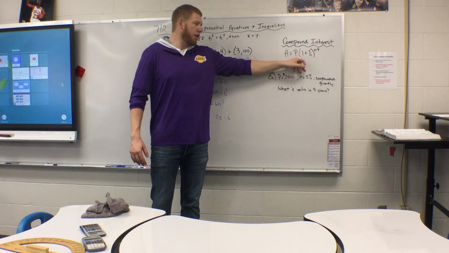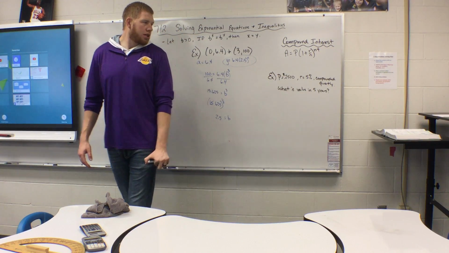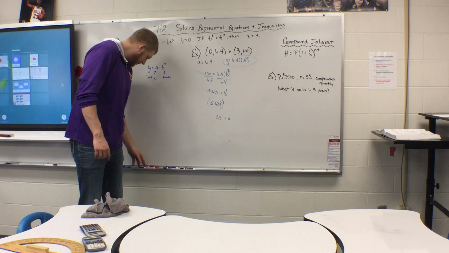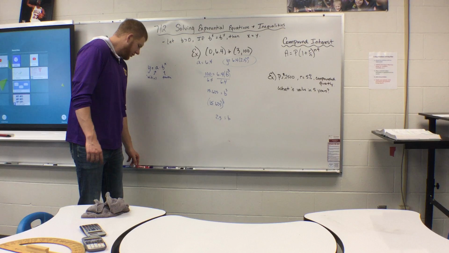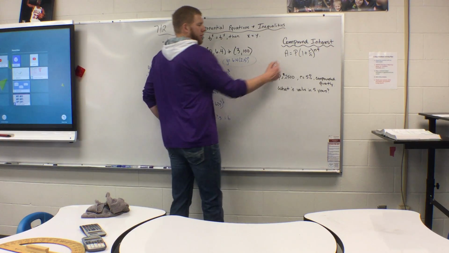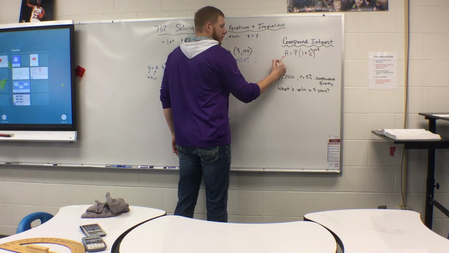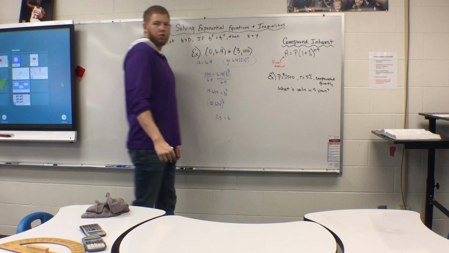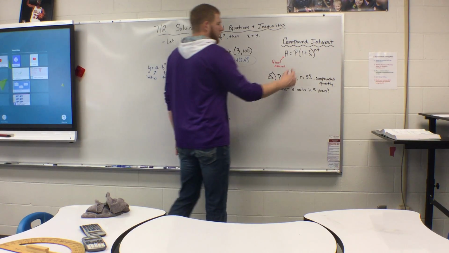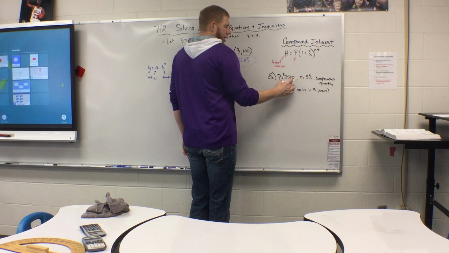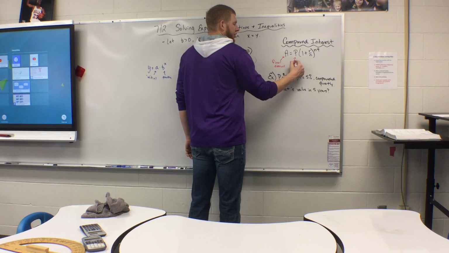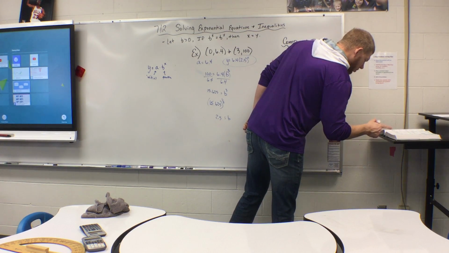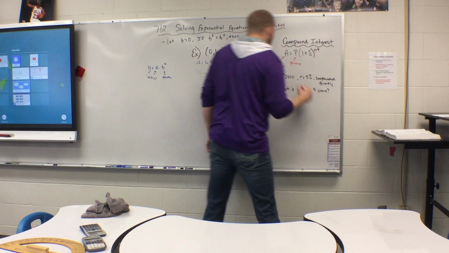So compound interest formula, A equals P times (1 plus R over N) raised to the NT. So what do all these things mean? Well, again, just like Y, this is going to be our final amount, our A value. Our P stands for principal, which is the initial value. I'll make sure I spell principal right.